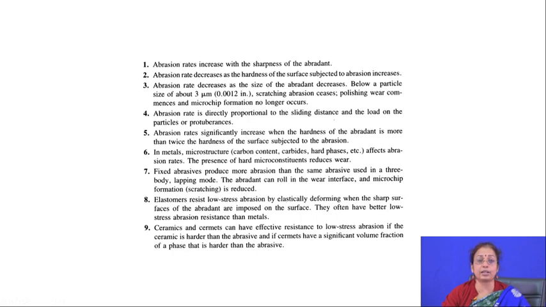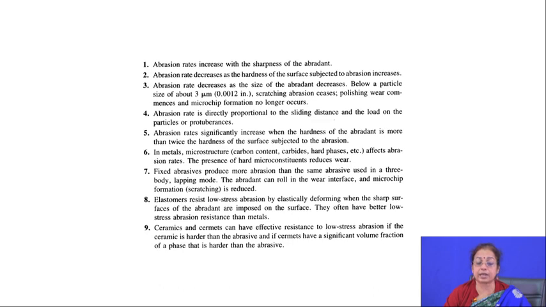Now, if you quickly go through the abrasive wear characteristics, or the way by which you can control the kinetics of the abrasive wear, these are as follows. Abrasion rate increases with the sharpness of the abradant. As you go on increasing the sharpness, naturally abrasion rate increases, because this is a cutting phenomenon. This is basically low stress abrasion, where cutting is the main mechanism of the loss of material. So, as you go on decreasing the sharpness of the abradant, you will reduce the abrasion rate.